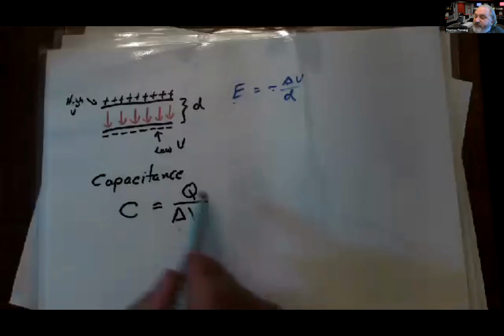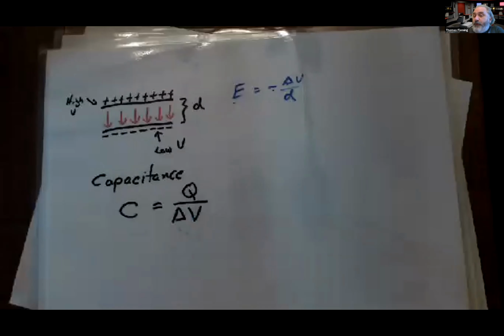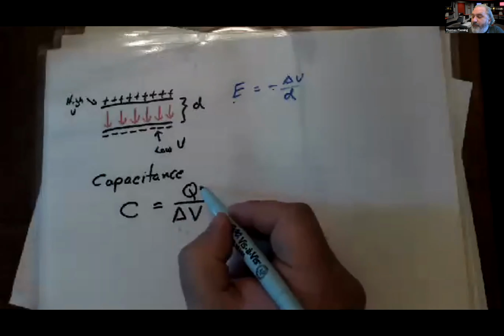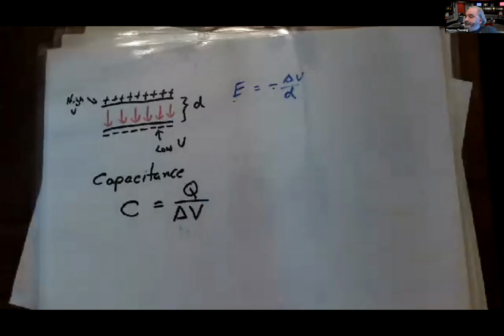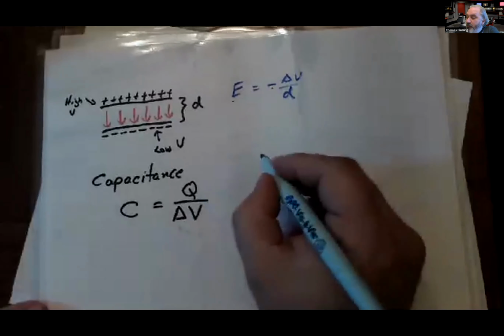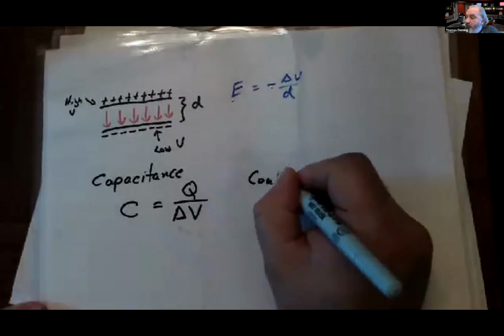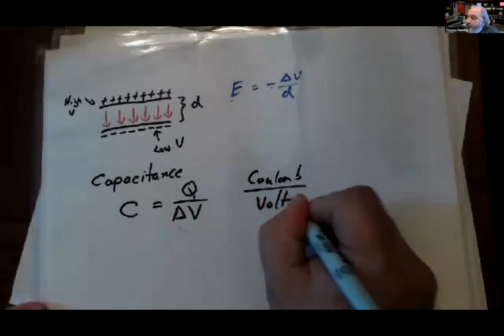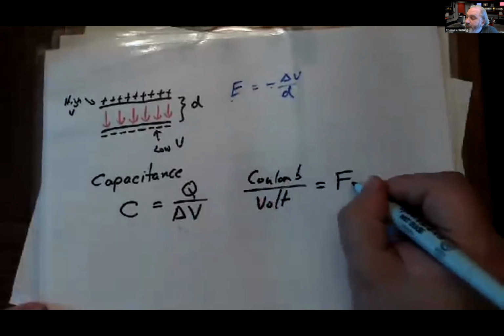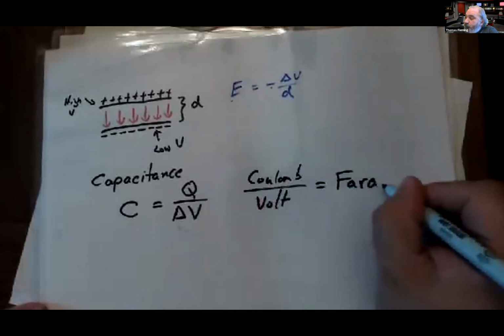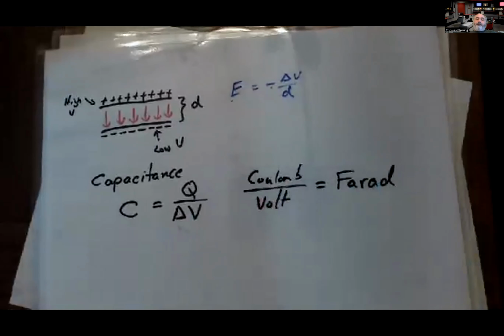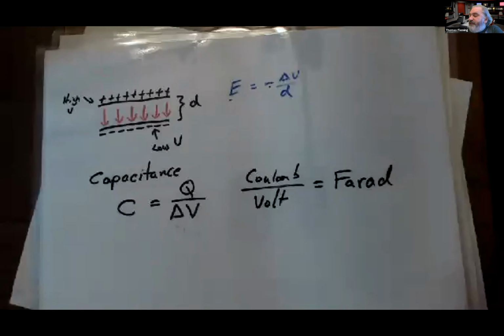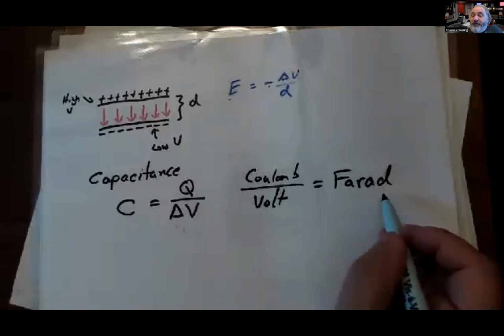So this is our definition of capacitance. The units of capacitance would be coulombs per volt. And we're going to give that a name. A coulomb per volt is called a farad. And that'll be our SI unit of capacitance.